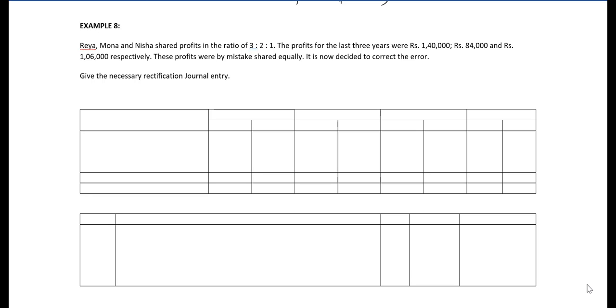One more thing, 3 years profits are given separately. First year is 1,40,000, 84,000 and final year 1,06,000. It is not essential to reverse the profits separately, each of these amounts. We can add up the amounts and reverse it in one go. So let's begin with the working note.